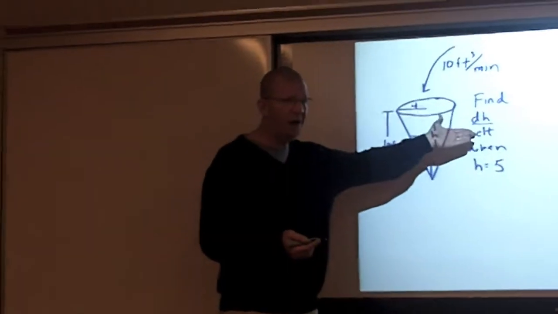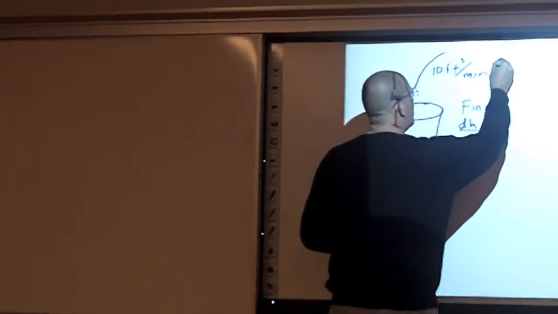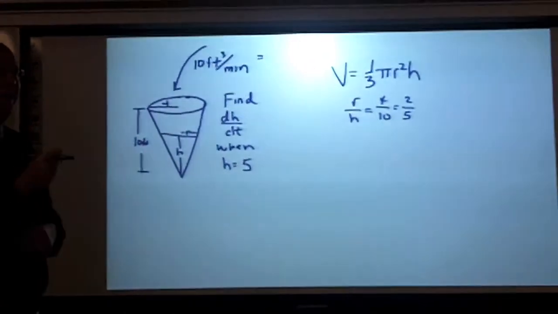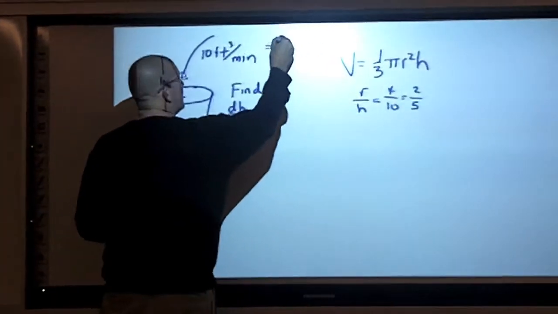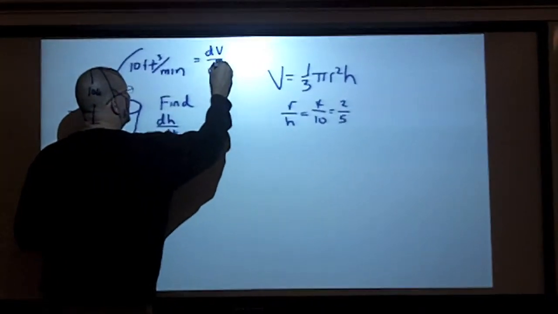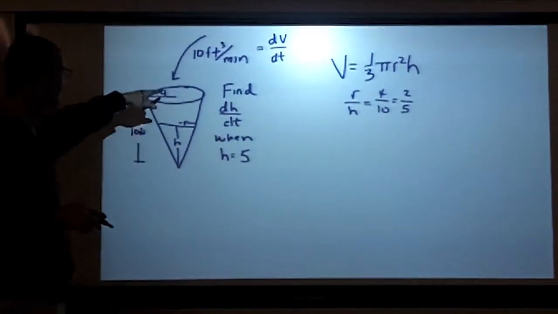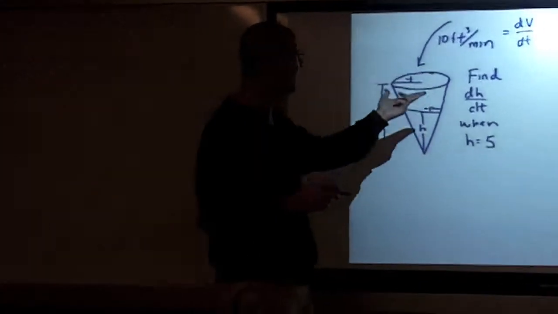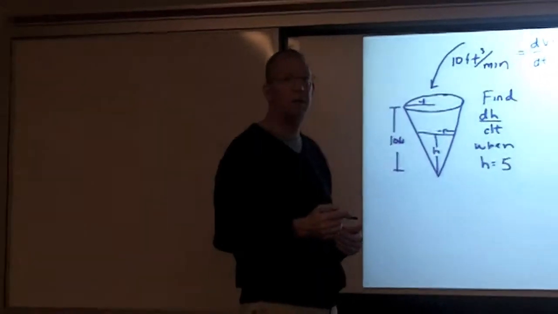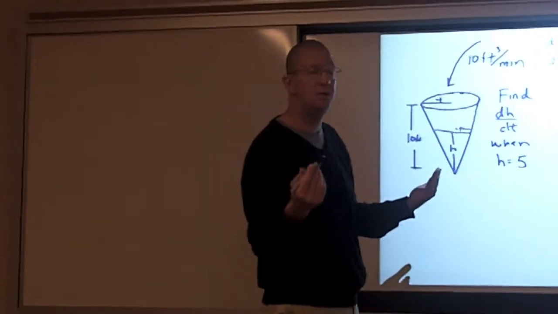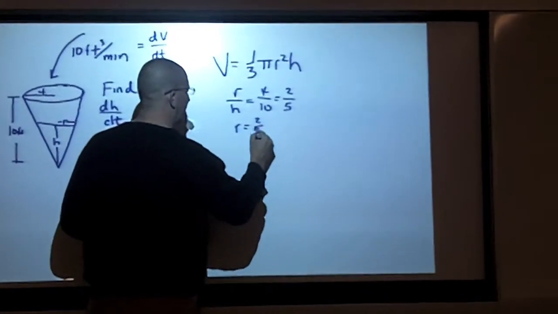Do I want to deal with r? No. I only want to deal with what I'm given, 10 feet cubed per minute. Oh, that sounds like a slope or a rate of change, doesn't it? You bet it does. That's also known as dV/dt. So I'm given dV/dt, I'm given an r over h ratio, and I want to find dh/dt when h equals 5. Let's make a substitution. I know that r equals 2/5 h.